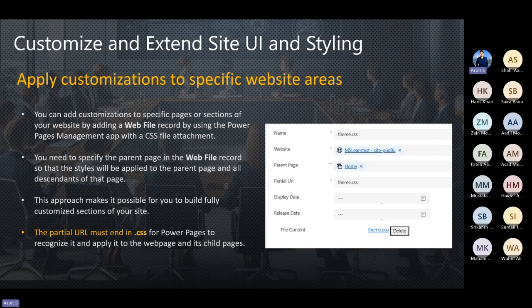This approach makes it possible for you to build a fully customized section of your site. That will help you change that specific page or the subordinates of that page. But the setting you have to remember is the partial URL, because in this partial URL you always have to use the extension .css. Otherwise it will not recognize your CSS file.